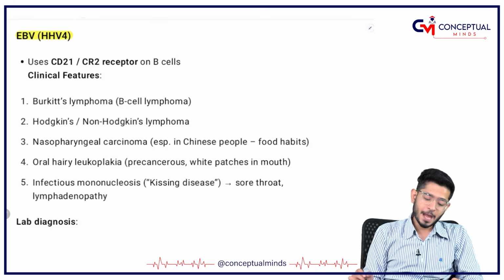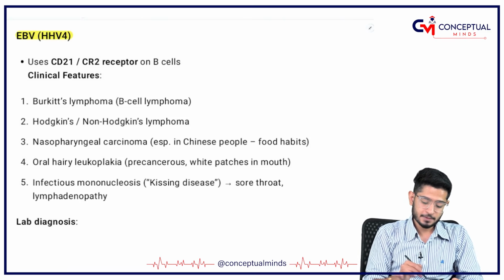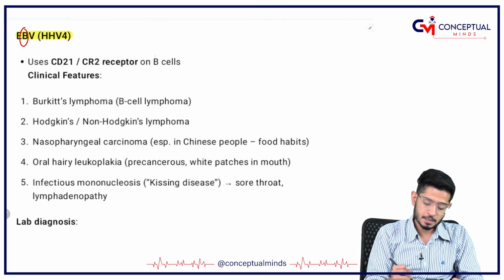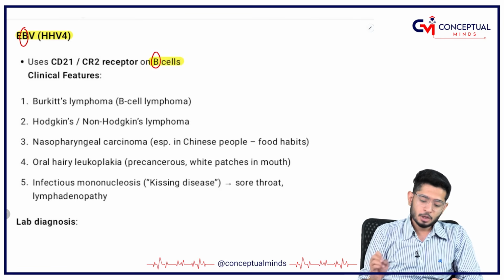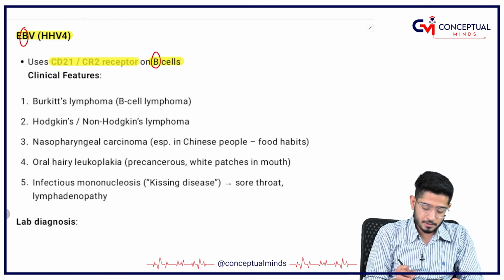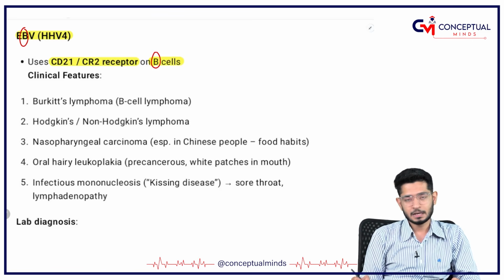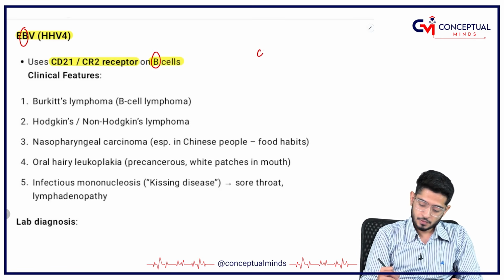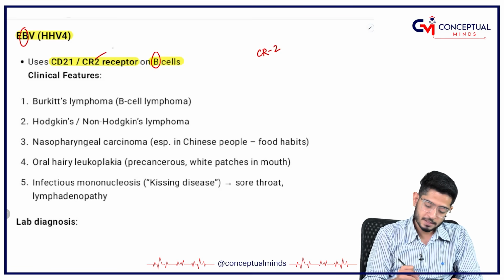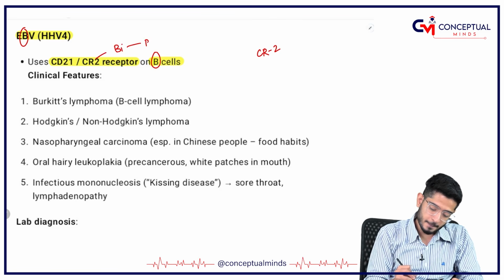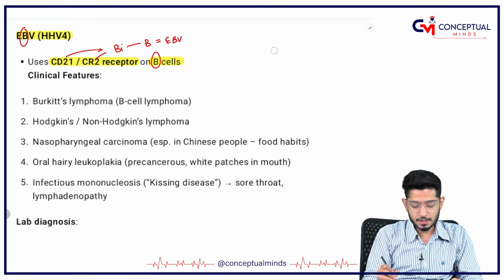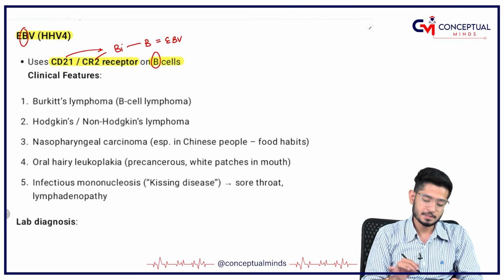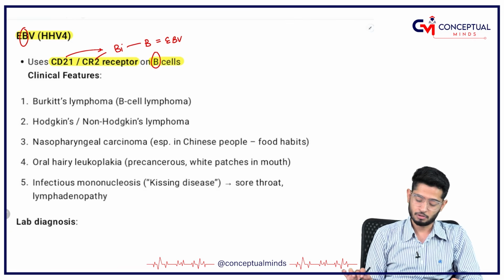Now, Epstein-Barr virus, as I told you to remember from the B, is going to be there on B cells. B cells have two receptors, one is CD21 and the other is CR2. So, CR2, 2 means bi, bi means B, B means Epstein-Barr virus. Again, 21 also has a B. So, CR2 and CD21 are easy to remember, I have given you the trick.